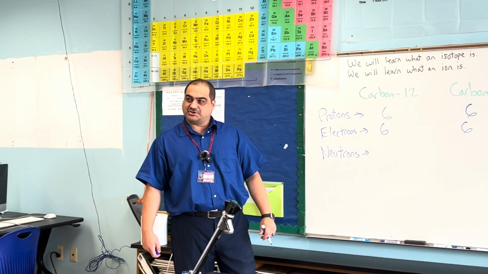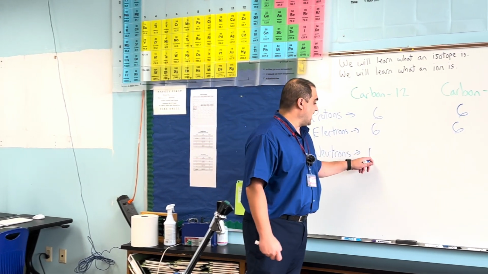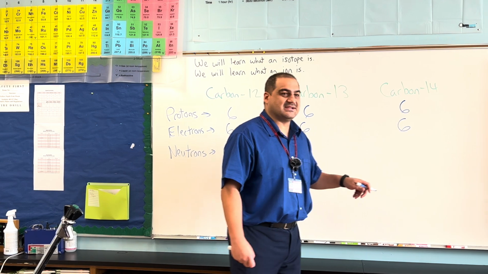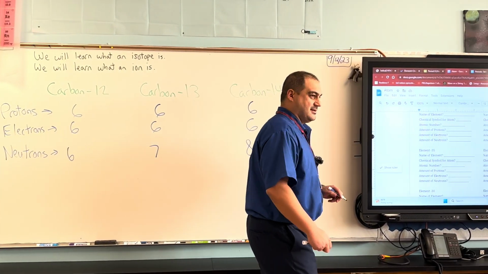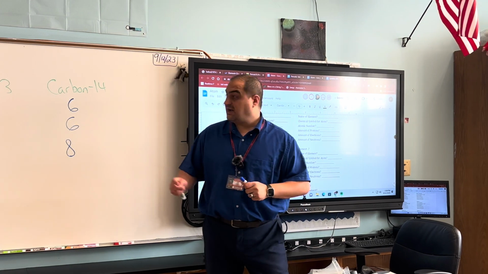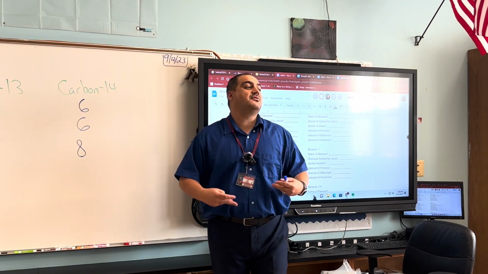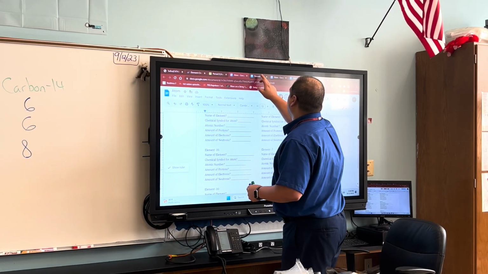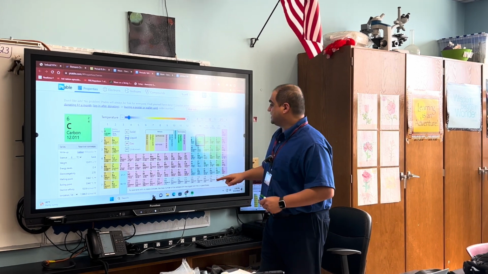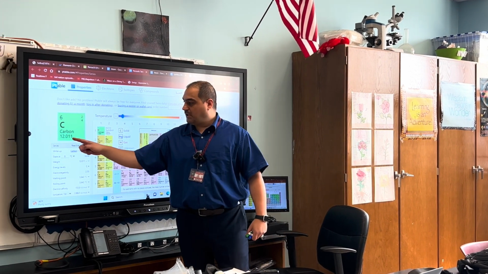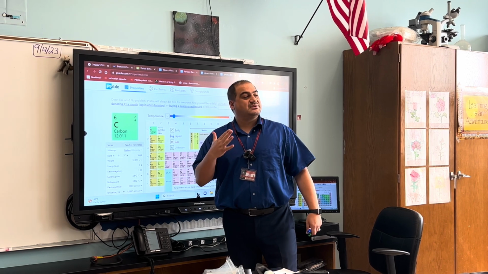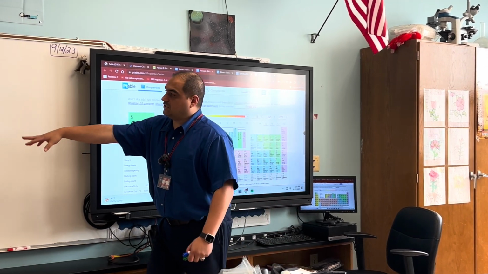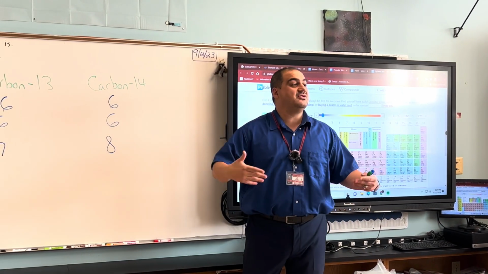So carbon 12 has how many neutrons? 6. How many does carbon 13 have? 7. And how many does carbon 14 have? 8. Now, I didn't make these carbons up. These are real carbons that you can find on our planet. If you look at the chart I showed you, it says the atomic mass is 12.011. And I told you before, the atomic mass is the average. They take all the carbon 12s, 13s, and 14s, add them up, divide, and you get an average number.